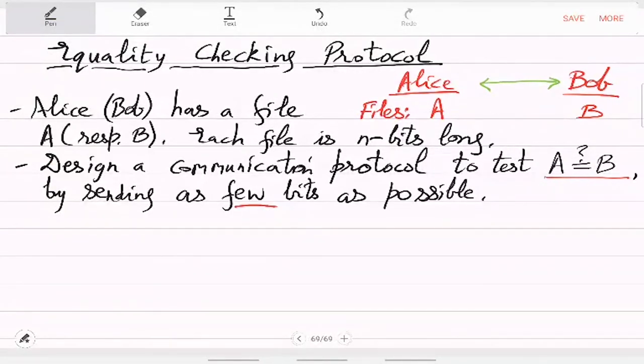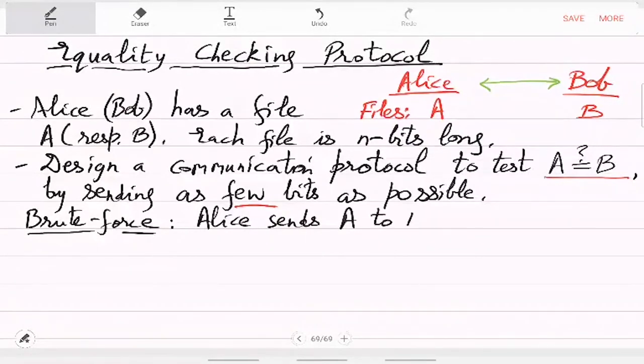by sending as few bits as possible. So the number of bits sent is the parameter to optimize in this question, and that should be as few as possible. Obviously the brute force approach is that Alice sends the whole file, but then the number of bits will be n. So you want to do better than this. Can Alice manage equality checking in bits much smaller than n? Actually, even n minus 1 is not clear at this point.